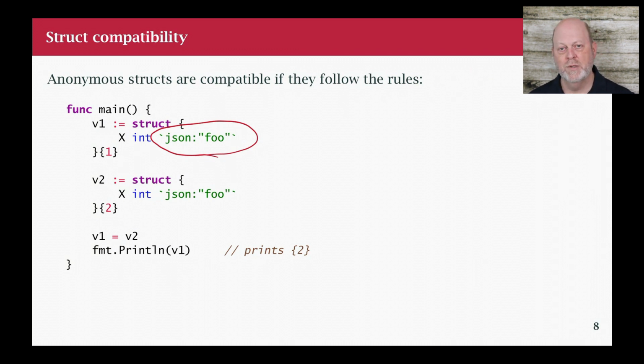So the information that's in that little tag, in that little raw string, is kept with the type information, and it's available at runtime for things like the JSON software to use it to know how to do encoding and decoding. Okay, we'll get to that. But that's a struct tag, and it's part of the type definition of the struct.